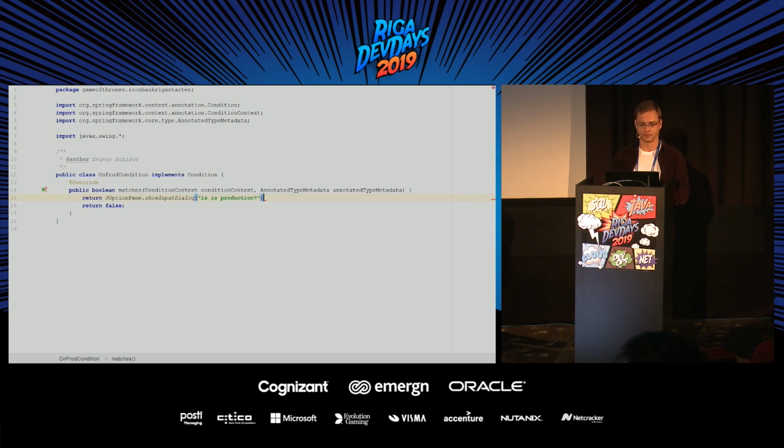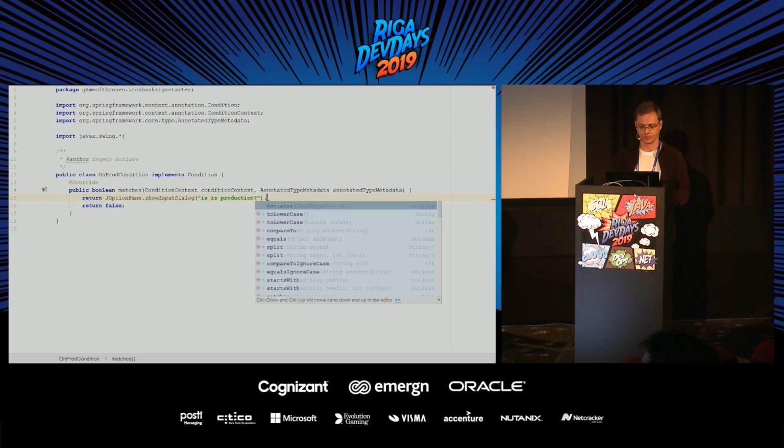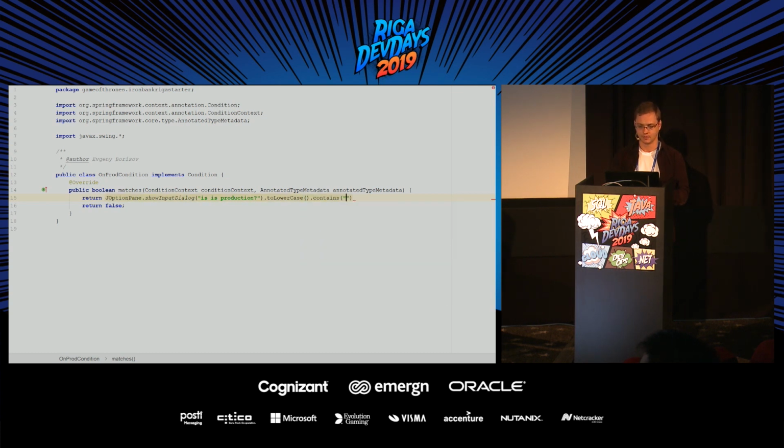Okay, this method will return a string, which will come from the user, and we will make it lowercase, and we'll say if it contains yes, okay, so this is production. If not, this is not production.